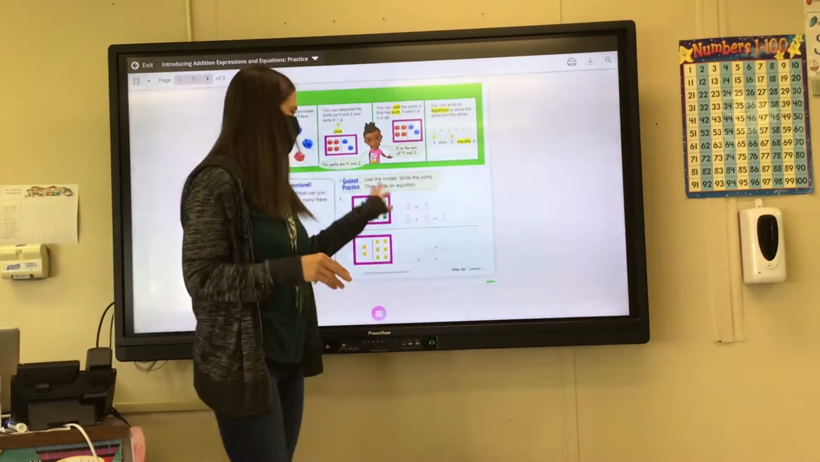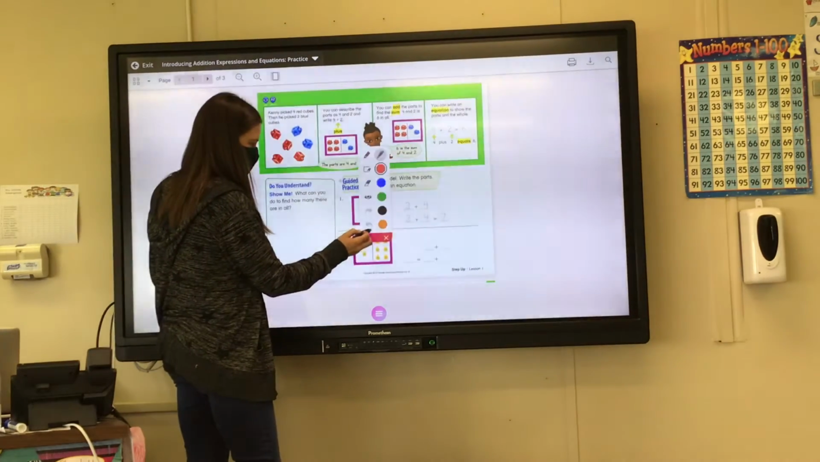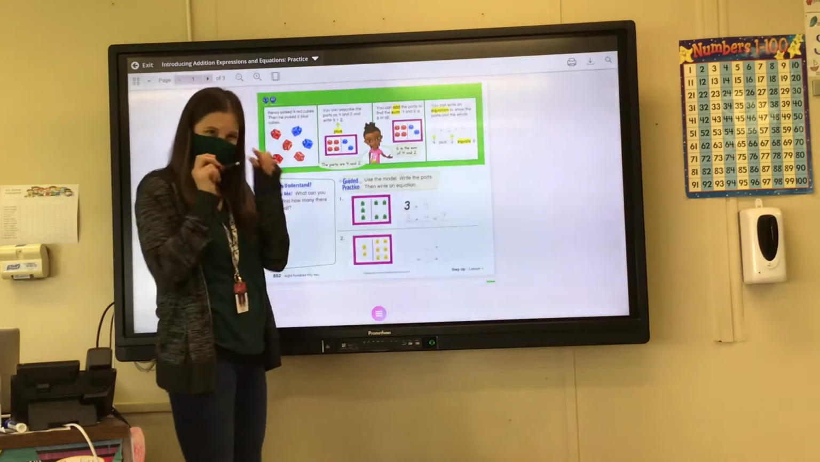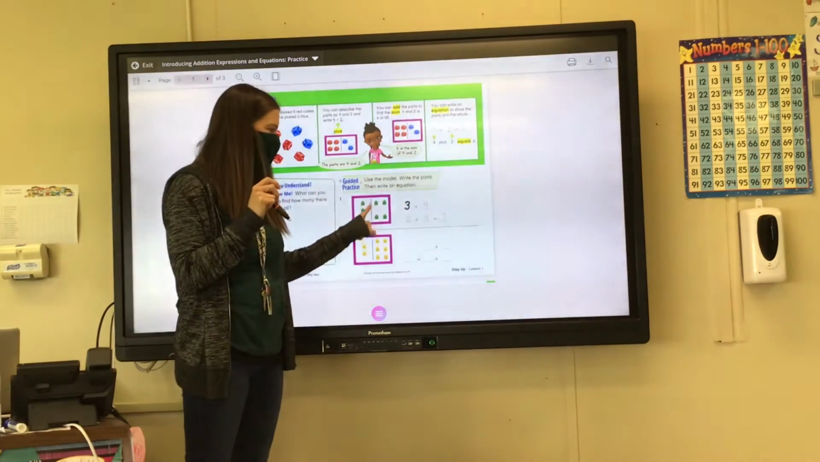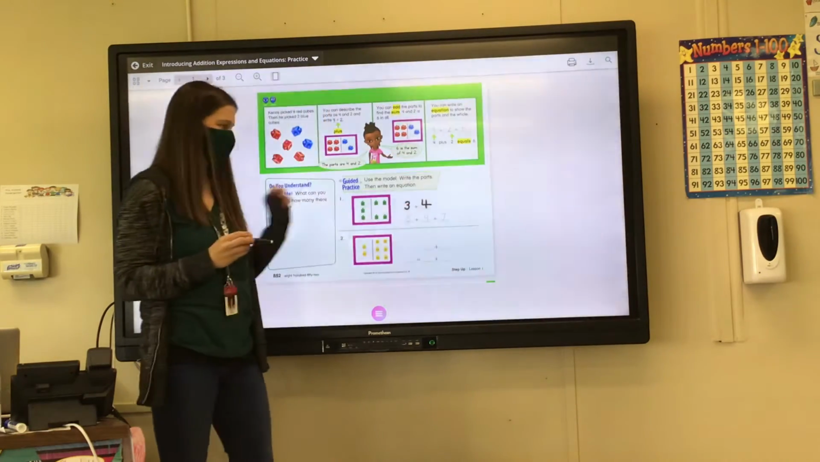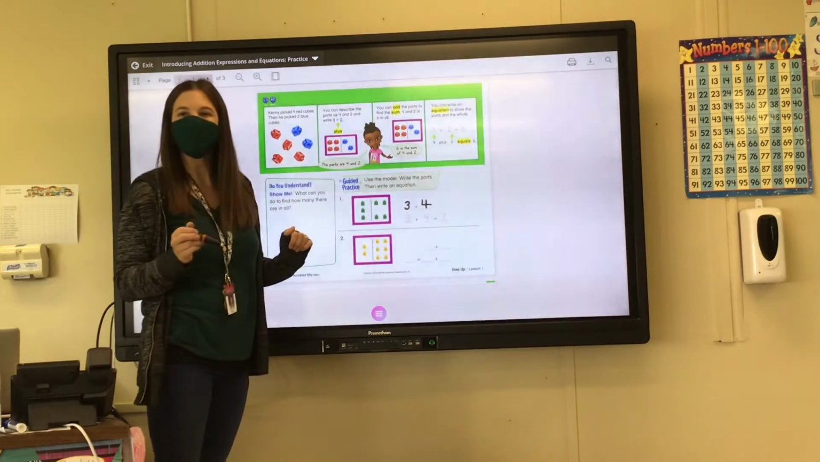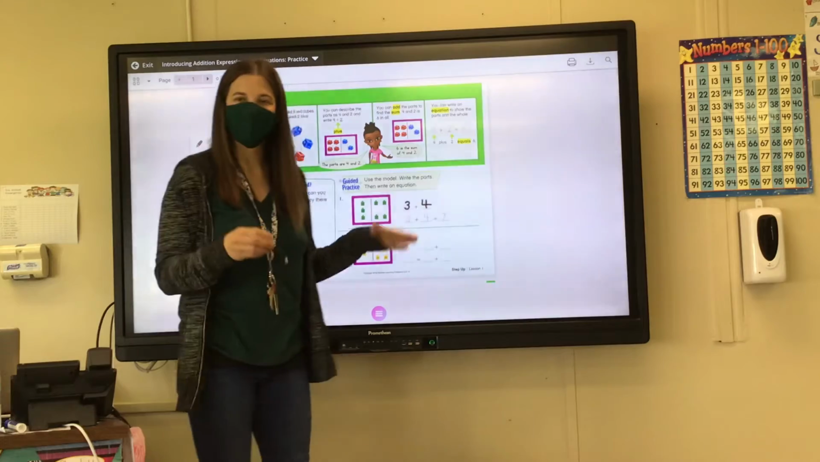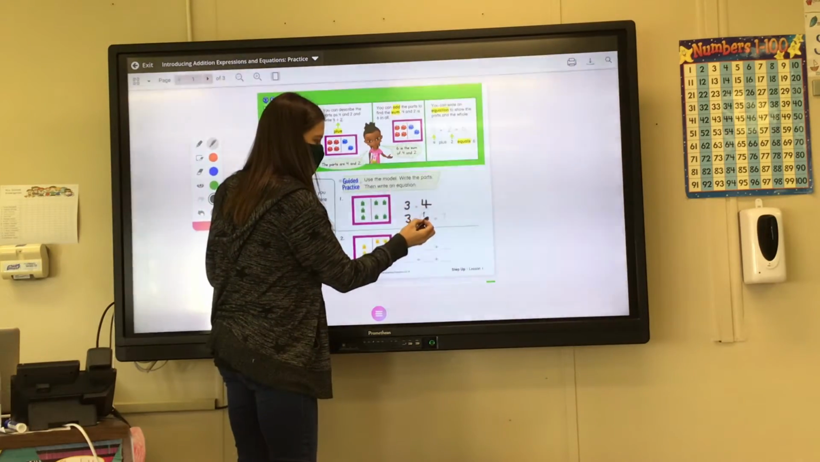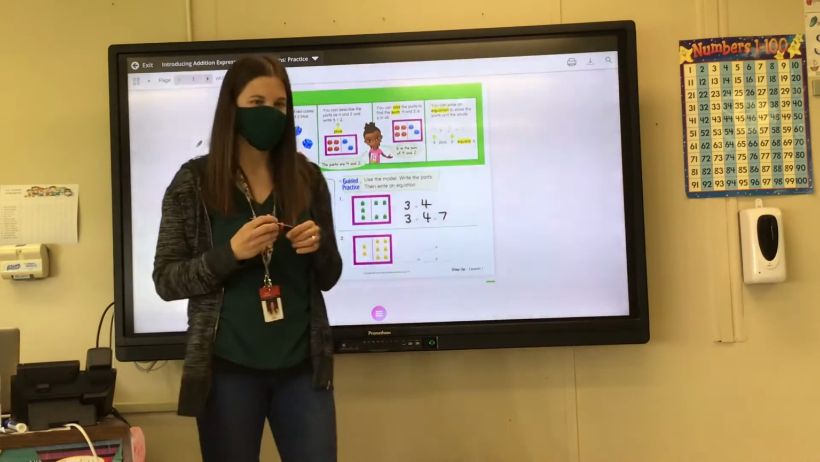How many are in the first part? 3. So trace over that 3. Smaller. How many are in the next part? 4. So 3 is a part and 4 is another part. We wrote the parts. Now we're going to write an equation. So we're going to take those parts, 3 plus 4 equals how many altogether? 7. So go ahead and trace that.